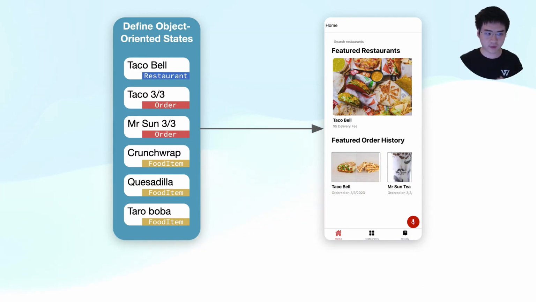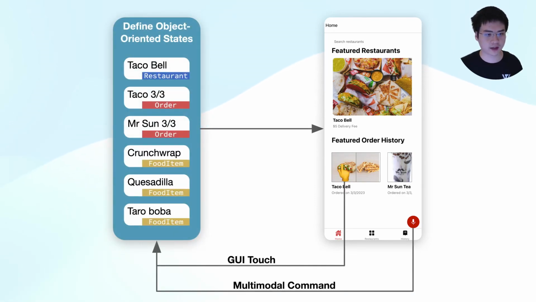Having different modalities, namely the graphical user interface and the voice and multimodal interface, share the same state abstraction allows developers to use ReactGenie to seamlessly integrate and compose those modalities to deliver multimodal interaction.